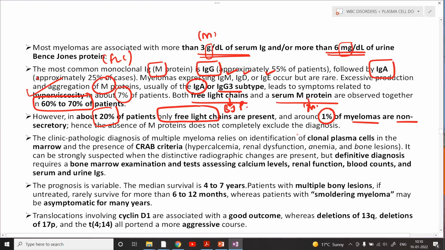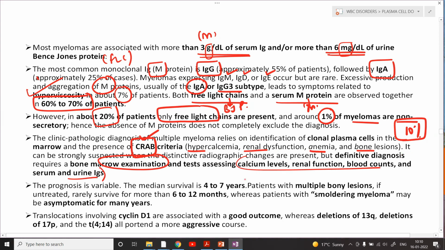Now, very important, the clinico-pathological diagnosis, as I told you: either you should have 10% plasma cells in the bone marrow, along with the myeloma defining event, that is the CRAB criteria, which I've already told. The full form of CRAB is hypercalcemia more than 11, renal dysfunction with creatinine more than 2, anemia with hemoglobin less than 10, and at least one lytic lesion present radiologically. So you have to do a BMA examination and carry out these tests to make a diagnosis of multiple myeloma.